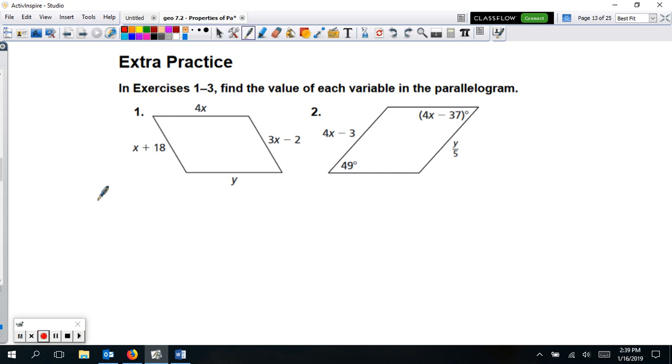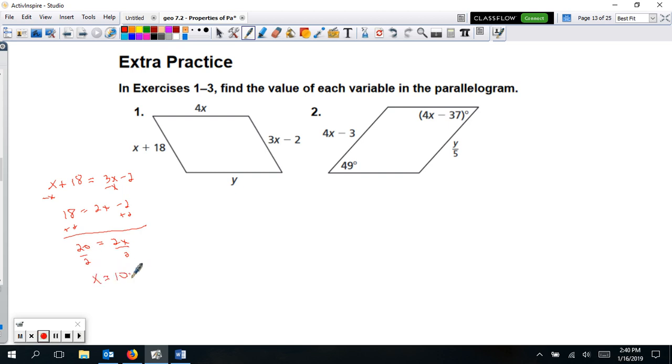So we want to look at the ones that have the same variable. These are opposite sides that have the same variable. So we're going to set an equation: x plus 18 is equal to 3x minus 2. Now we'll just solve this. I can get the x's together over here. So 18 is equal to 2x minus 2. Then we'll add 2 to both sides, and that gives us 20 is equal to 2x. Just divide by 2. So x is going to be 10.